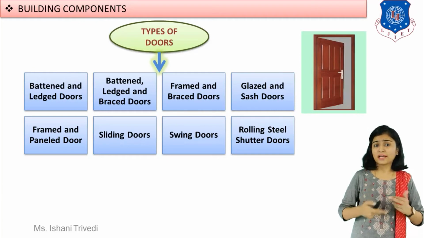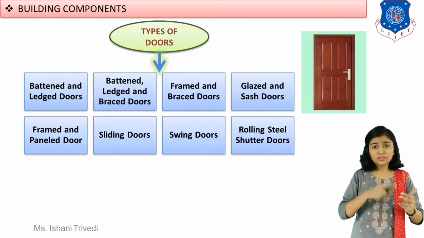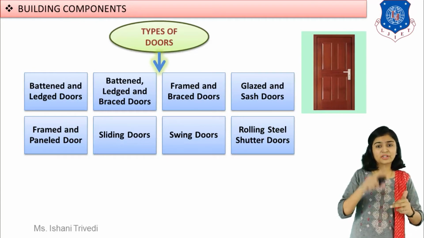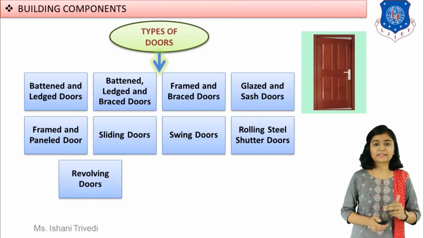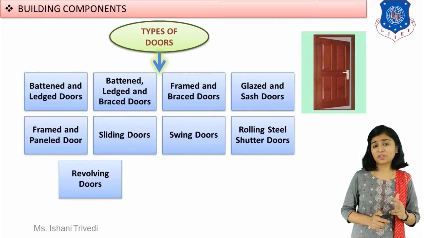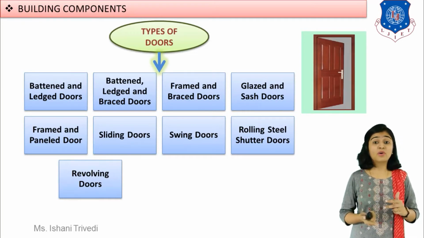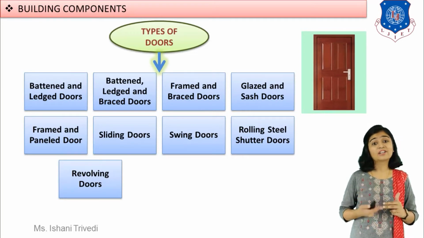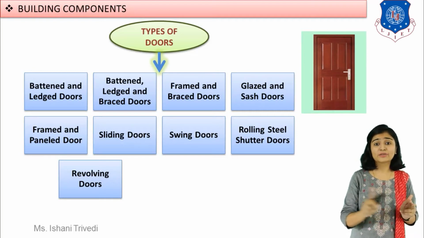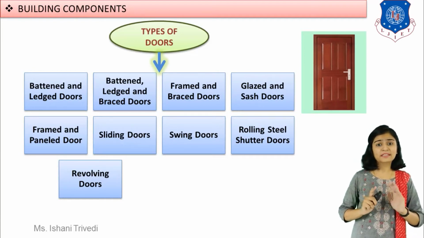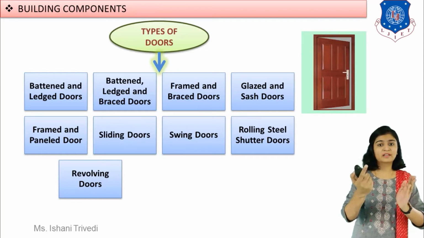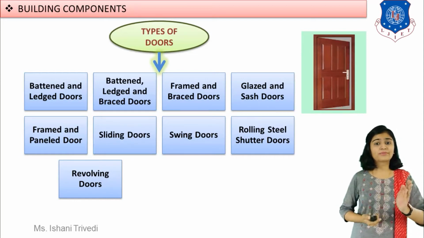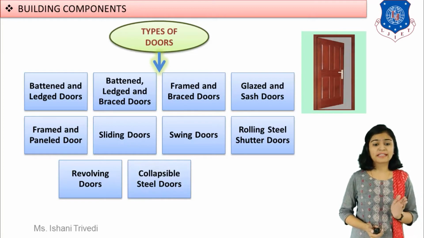Rolling steel, have you seen the shops? You roll it and you take the shutter up and down. That is your rolling steel shutter doors. Next, revolving doors. What are revolving doors? Generally in malls, in the large commercial buildings, you would have seen the doors where simultaneously, if you go inside from one section, another person can come out from the other side. Those type of doors.